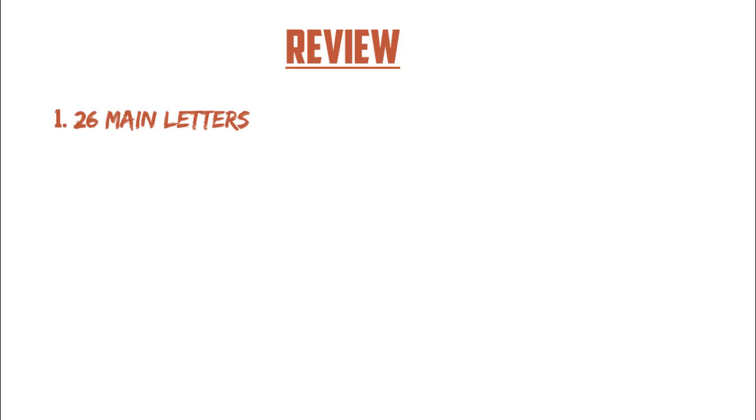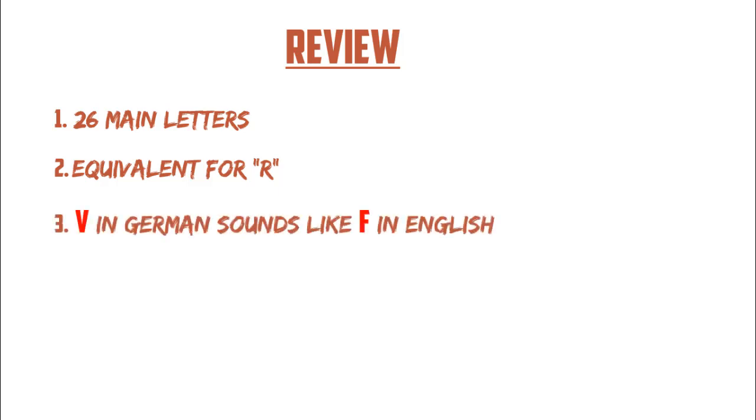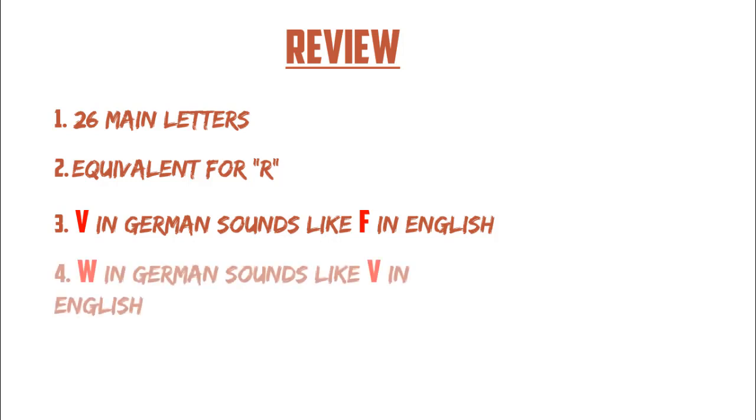Firstly, we learned 26 main letters of the German alphabet. We learned words for 26 letters. We also learned that there is no equivalent sound for R in English. We came to know that V in German sounds like F in English. We also learned that W in German sounds like V in English.